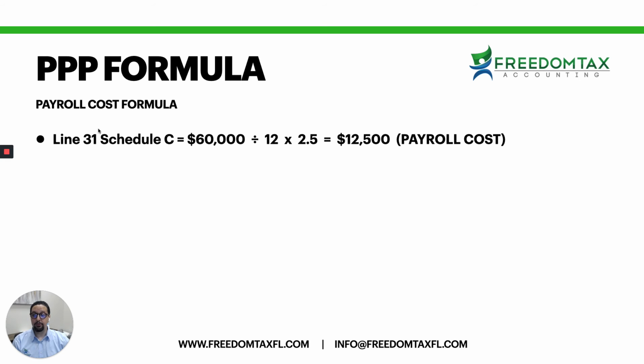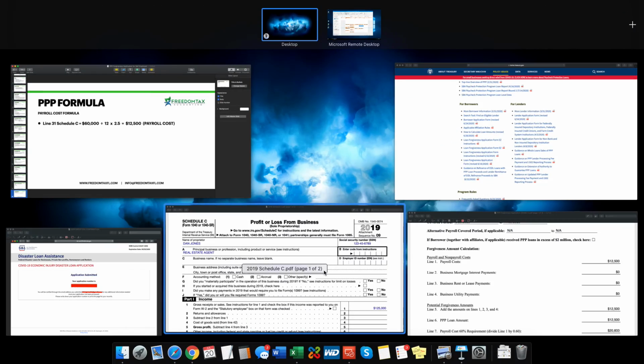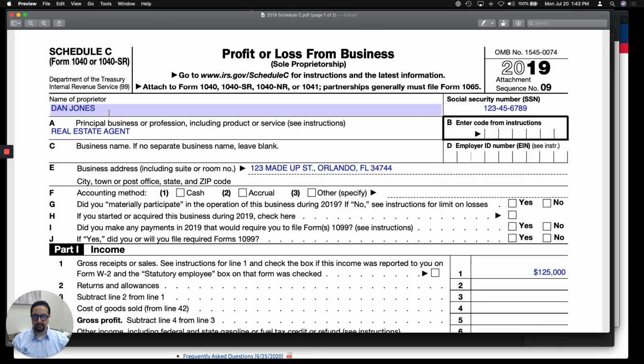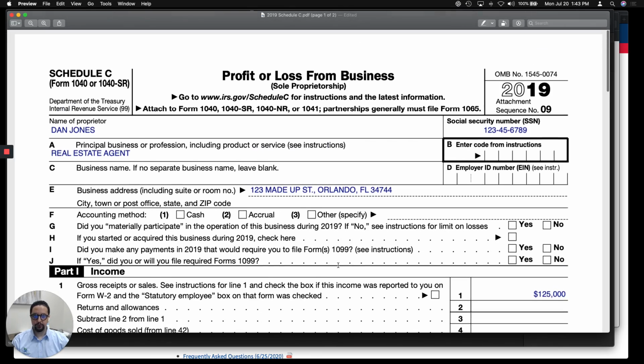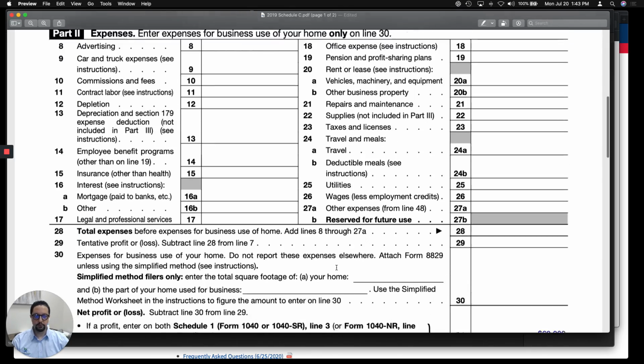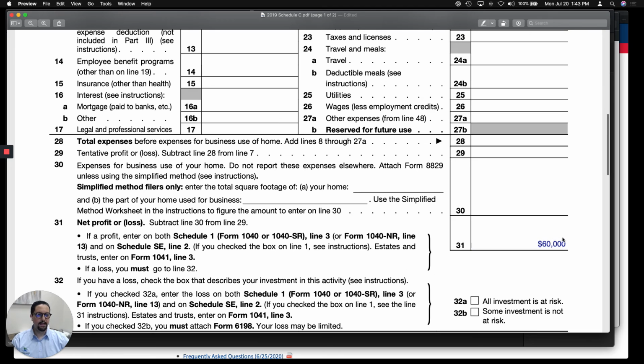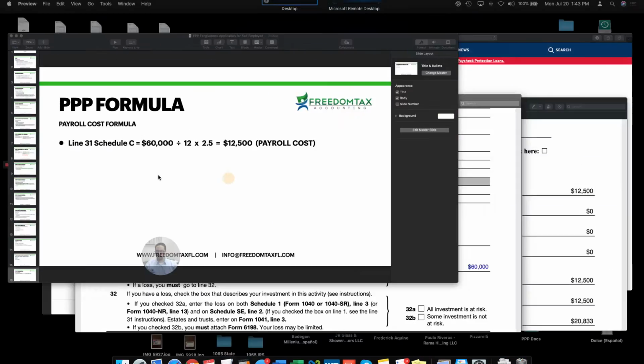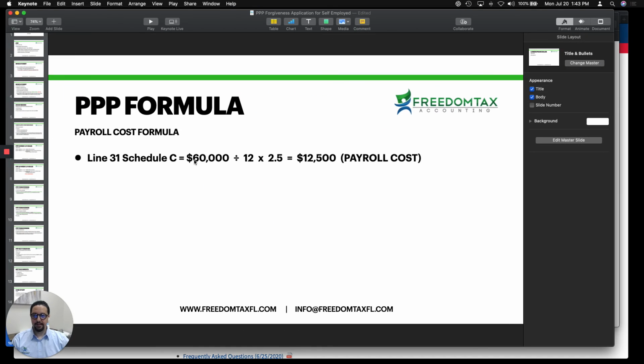You take line 31 of your Schedule C, which in Dan's case, if this is his Schedule C, you go all the way down to line 31 and see he has $60,000 in line 31. So we take that $60,000, divide by 12, multiply by 2.5. So $12,500 is your payroll cost.